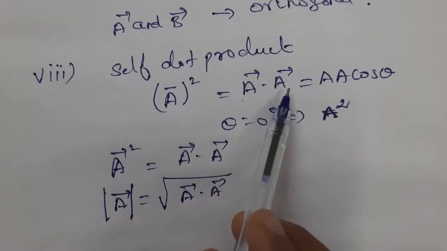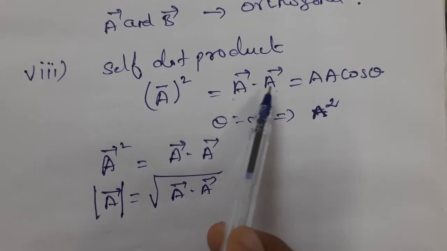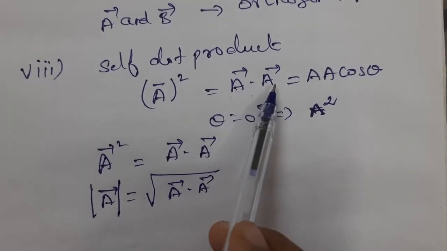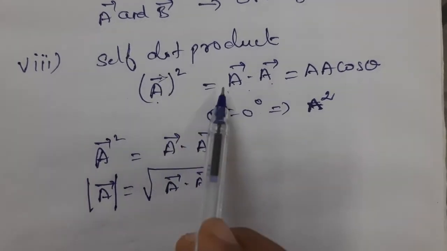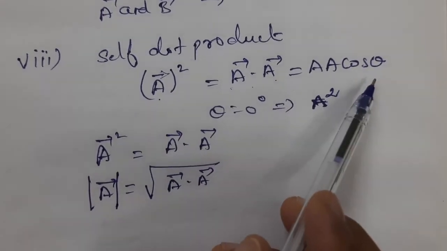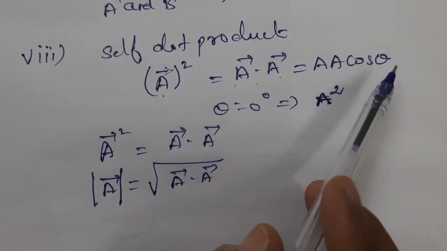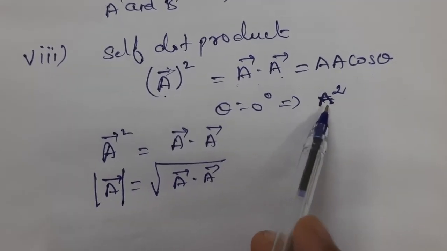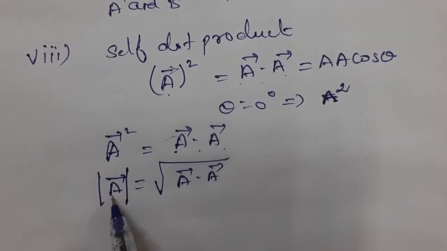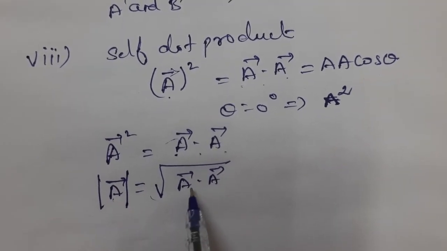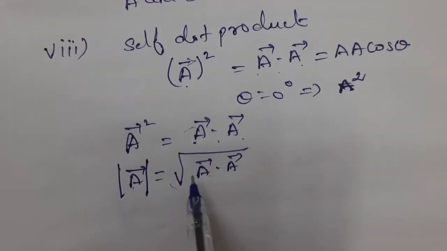Self dot product. The scalar product of a vector with itself is termed as self dot product. It is given by A vector square. That is A dot A equal to AA cos theta. Here the angle between A and A is 0 degree. So AA cos 0, that means cos 0 is 1. So A square. The magnitude A square is A dot A. So what is A? Square root of A dot A. The magnitude or norm of the vector can be written as square root of A dot A.